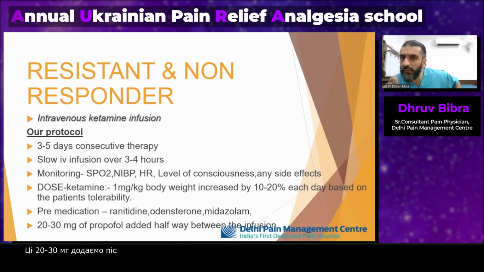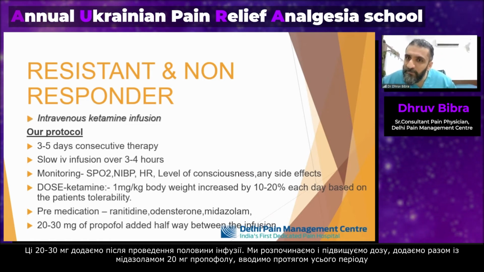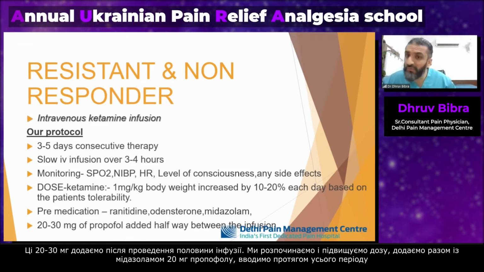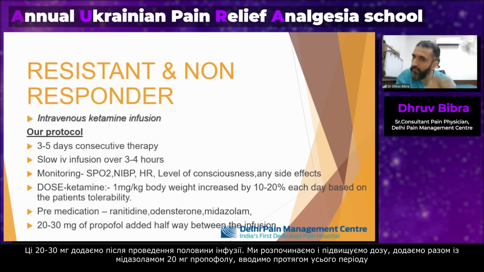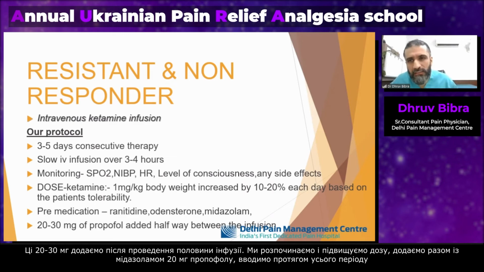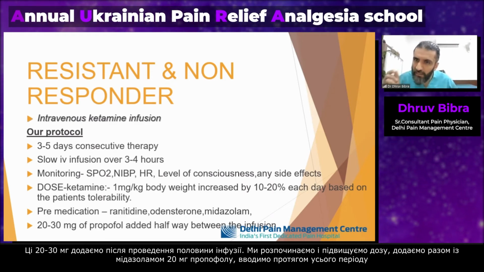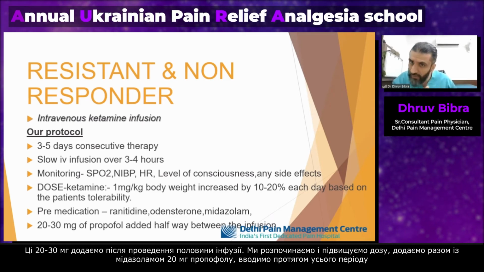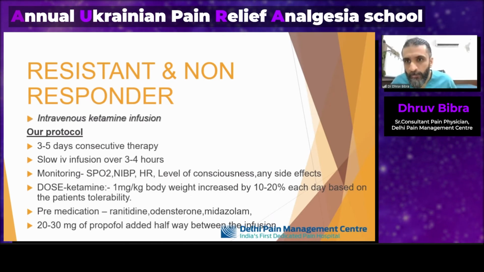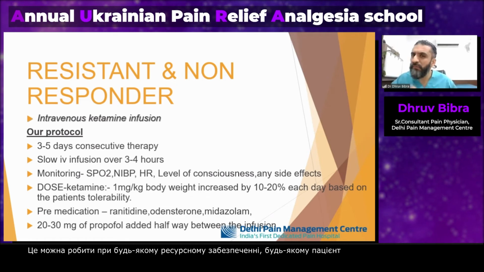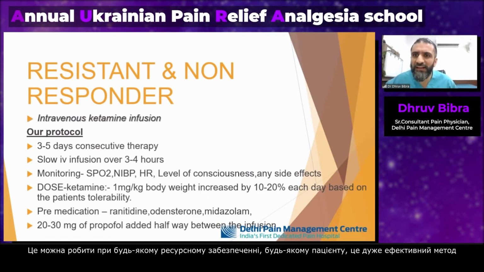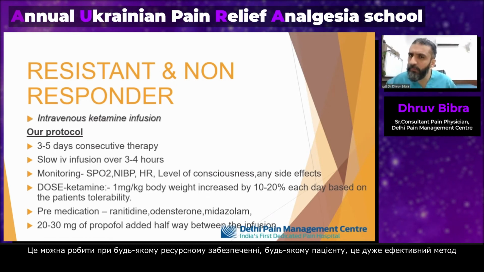And now this 20 to 30 milligrams is added when we go for higher doses. So say, for example, we start with 0.8 and then we keep on increasing it, and now the dose is quite high. So in that case, along with midazolam, we add a 20 to 30 milligram propofol, which is given slowly over time. Fine. So again, it can be done in the least possible resource place, can be done with everybody, and is very effective.